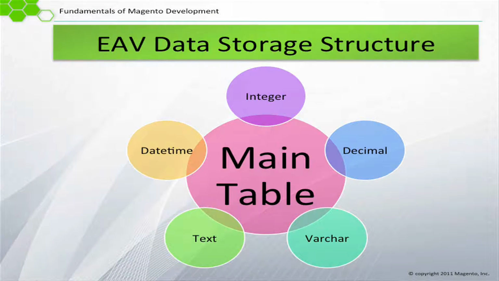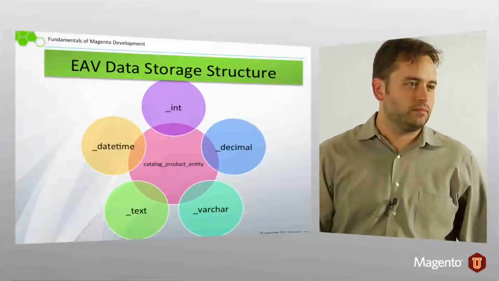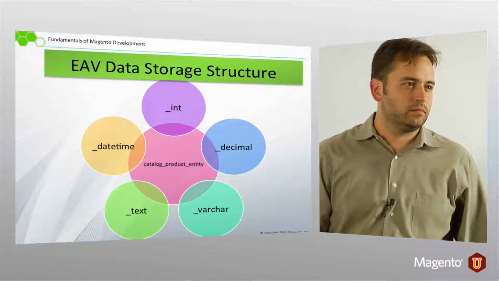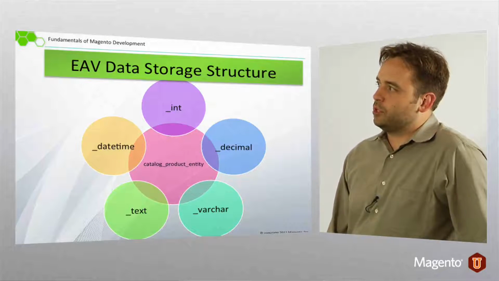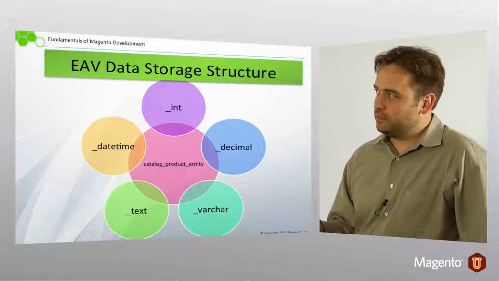As I mentioned, the main table: catalog product entity, right? And then catalog product entity int, decimal, varchar, text, datetime. That is the complete record of the object in the system. How do you decide to create the EAV table for the entity table? We'll get into that. So for right now, just recognize this as an EAV data store, right?